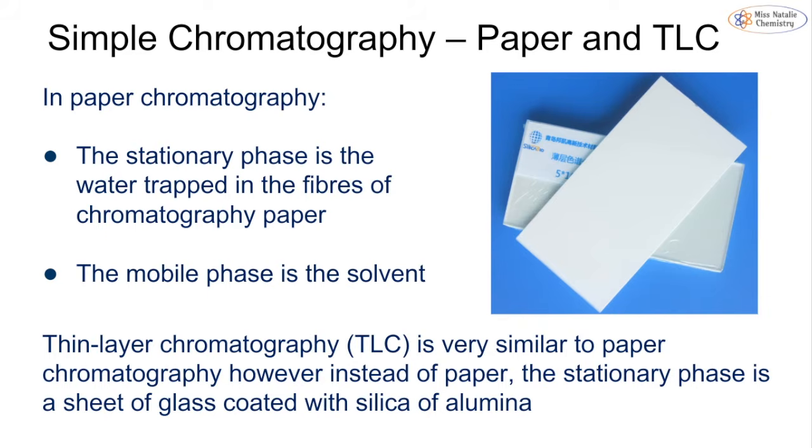If we've got thin layer chromatography, also known as TLC, this is a very similar concept to paper chromatography. We just have a slightly different process. Rather than using paper, the stationary phase is a very thin sheet of glass that is coated with silica or alumina. This is a TLC plate here, where we've got this plate of glass with the silica or alumina on top of it, but the way that we carry out the chromatography is the same as paper chromatography.